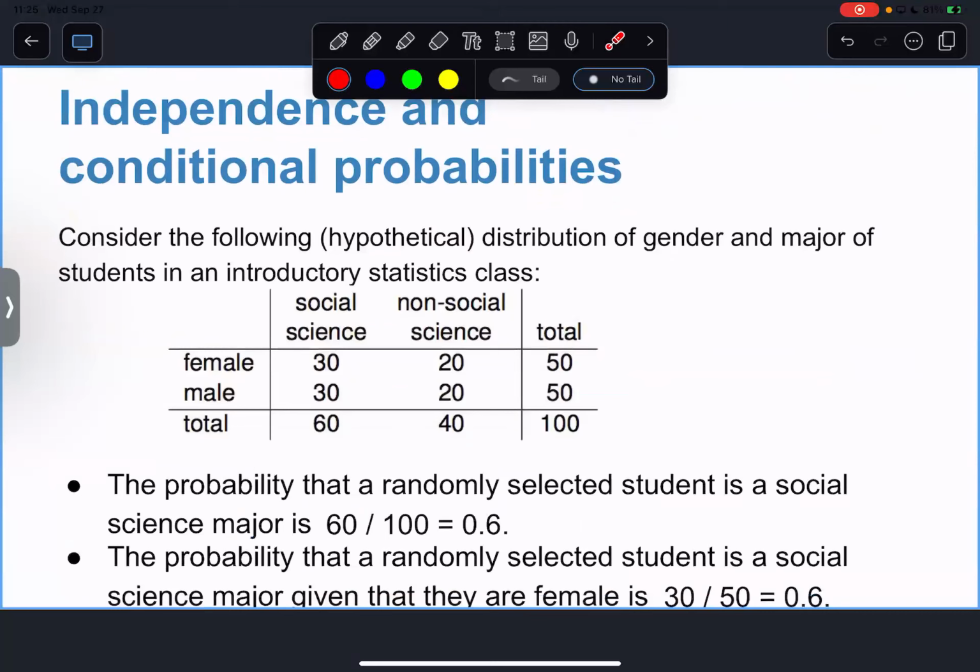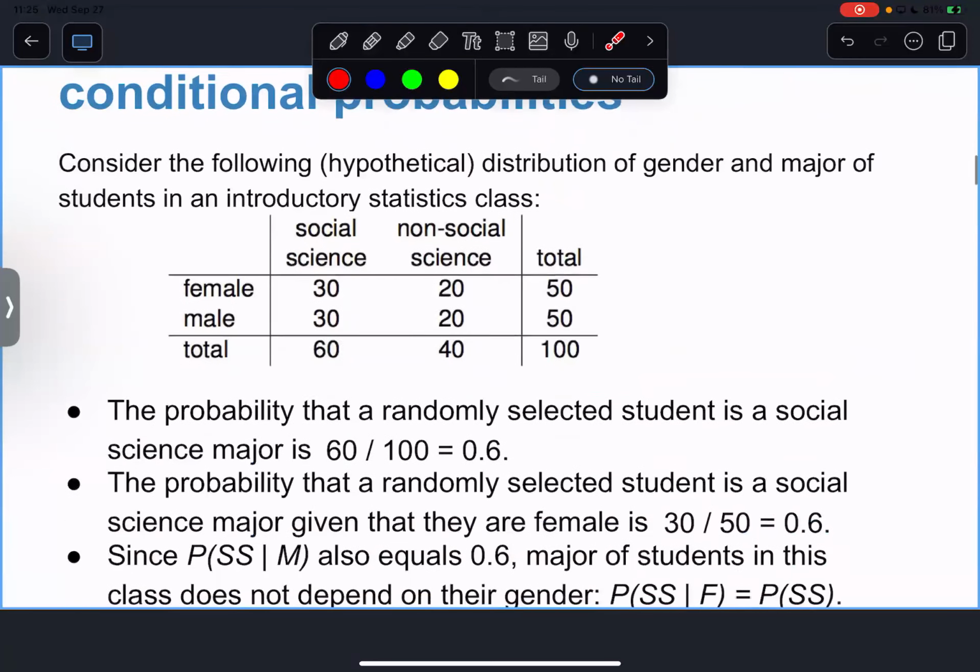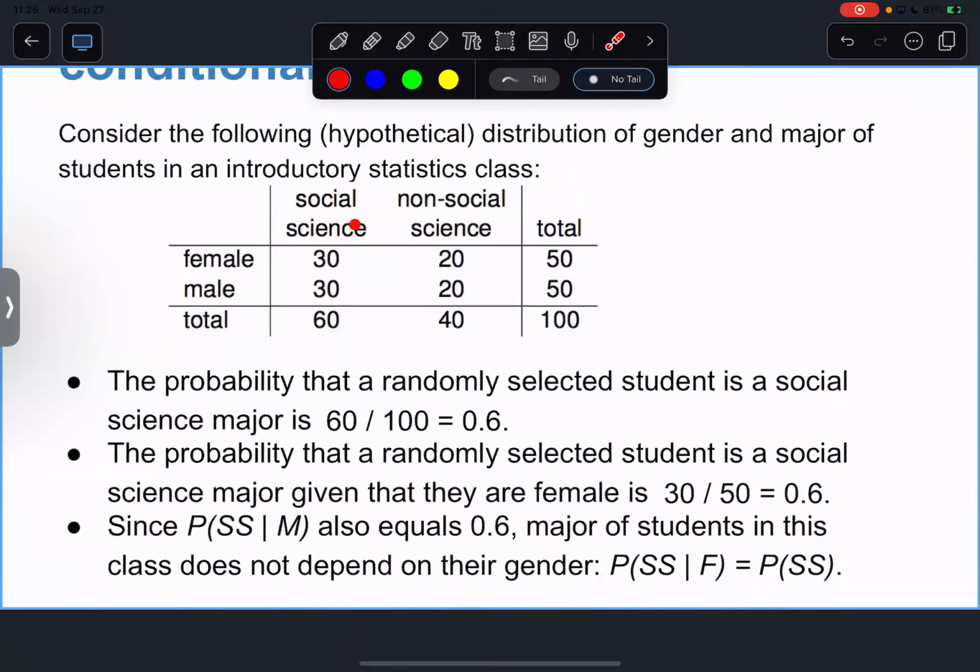As an example, what if I have this distribution of gender and major of students in an introductory statistics class? They're either a social science major or a non-social science major. Disjoint events, right? Can't be both. Either you are or you aren't. And then males and females. Now looking at just the table, would you say that these are independent or not independent events?